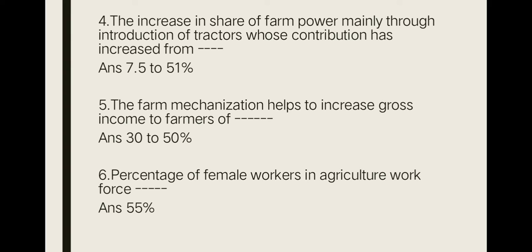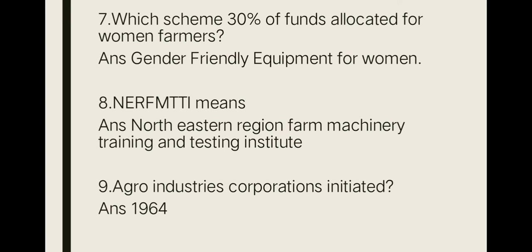So the sixth question is: percentage of females working in the agriculture field is 55%. Yes, mostly the agriculture work is performed by females only. So 60% is also correct. Which scheme allocates 30% of funds for women farmers? So the answer is gender friendly equipment for women.